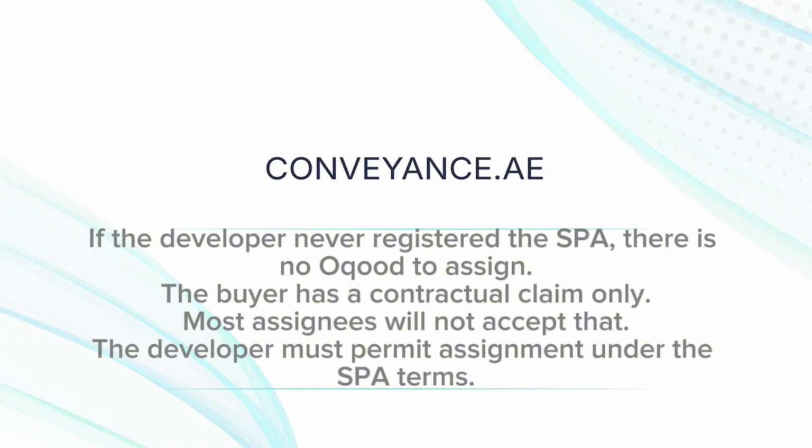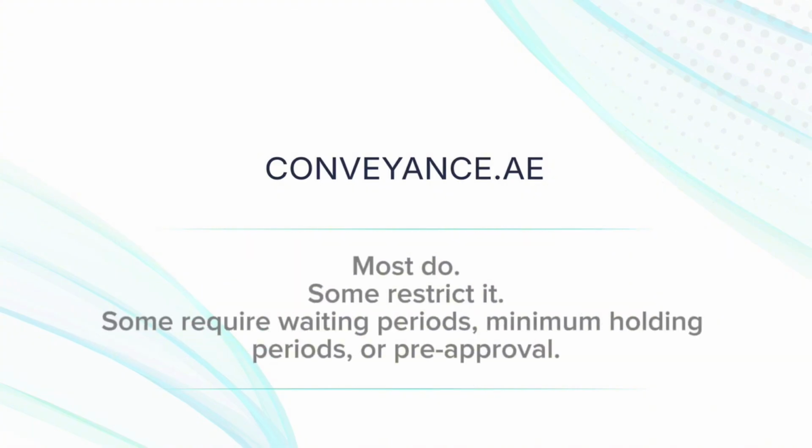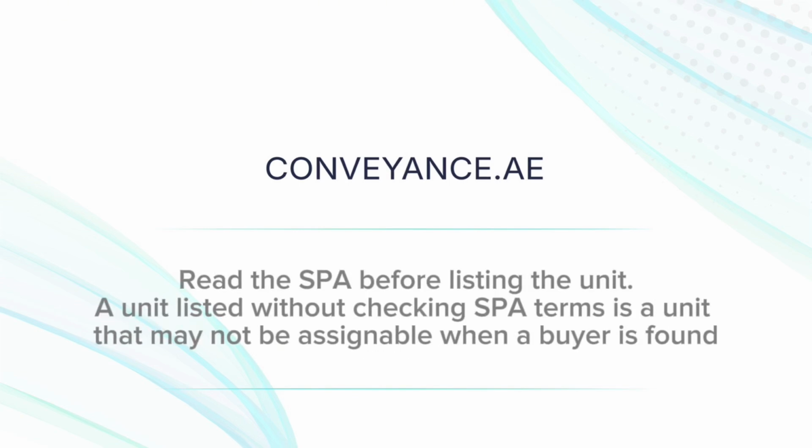The developer must permit assignment under the SPA terms. Most do, some restrict it. Some require waiting periods, minimum holding periods, or pre-approval. Read the SPA before listing the unit. A unit listed without checking SPA terms is a unit that may not be assignable when a buyer is found.